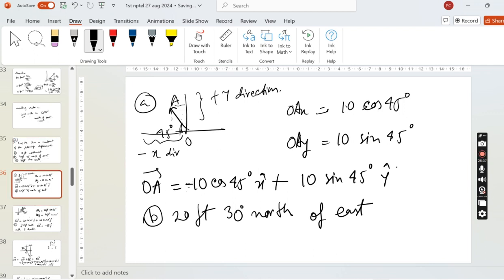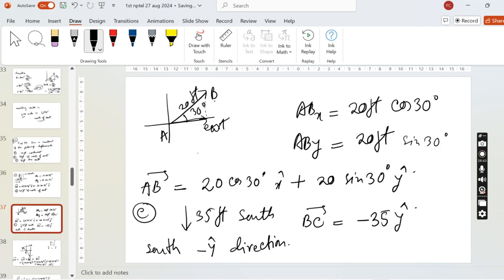Then B, the next movement, is 20 feet 30 degree north of east, that is making 30 degree with east. East is the x-axis, so we can write AB as 20 cos 30 degree x plus 20 sin 30 degree y. Here it is in the northeast direction, so x and y both projections are positive.